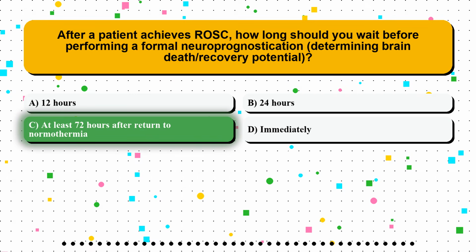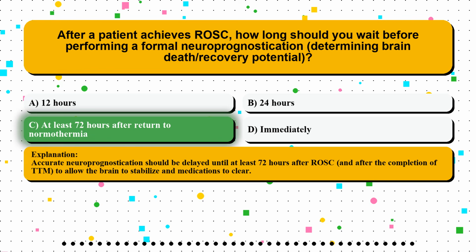The correct answer is option C. At least 72 hours after return to normothermia. Accurate neuroprognostication should be delayed until at least 72 hours after ROSC, and after the completion of TTM, to allow the brain to stabilize and medications to clear.